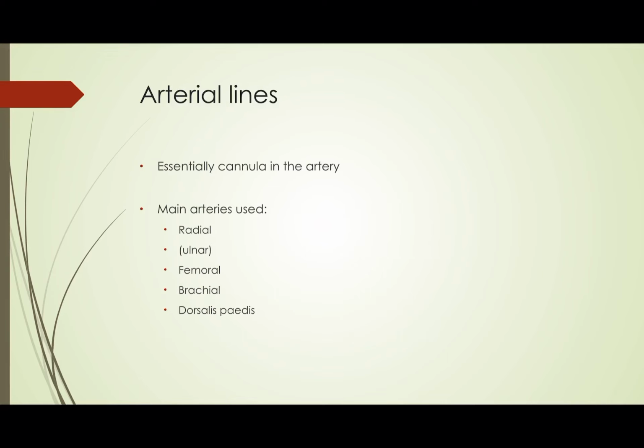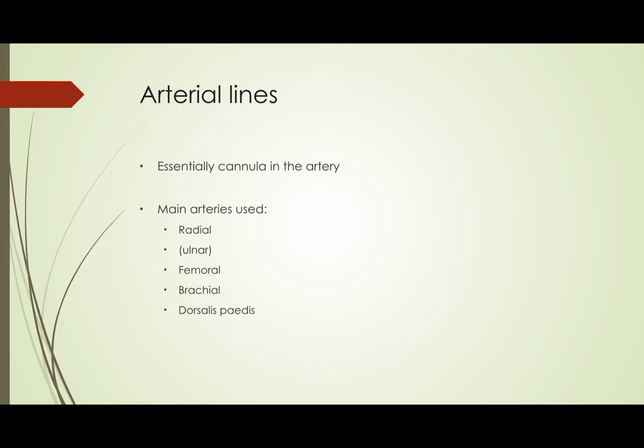Arterial lines are essentially cannulas, but rather than being put into a vein, they're put into an artery. The main artery that is used is the radial artery. Sometimes we use the ulnar artery, but it's always worth checking the blood flow to the hand before doing that. And we do that through something called the Allen's test, which we'll go through in our talk on arterial lines. Femorals are sometimes used, especially if the radials are difficult to get to, or for certain special types of arterial lines, such as PiCCO or cardiac output monitoring arterial lines.